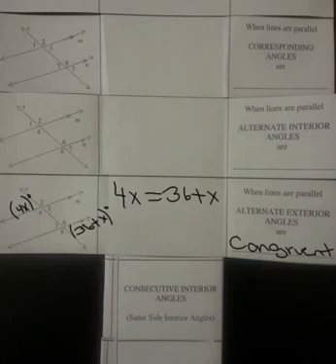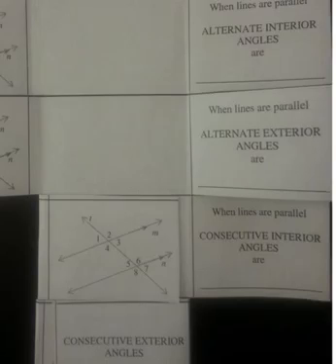Pause the video and see if you get what I get. So you should get that x is 12 and each angle measure is 48 degrees. If you did not get that, raise your hand and ask for help. Okay, so now we get a little bit tricky.